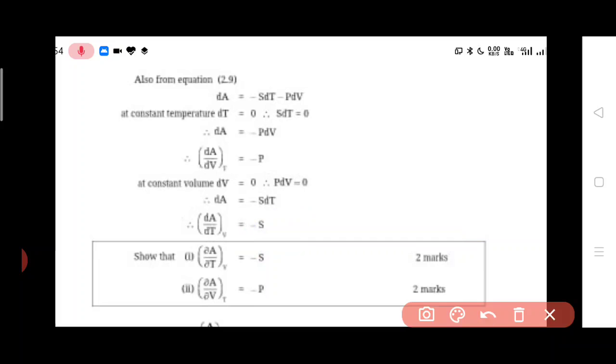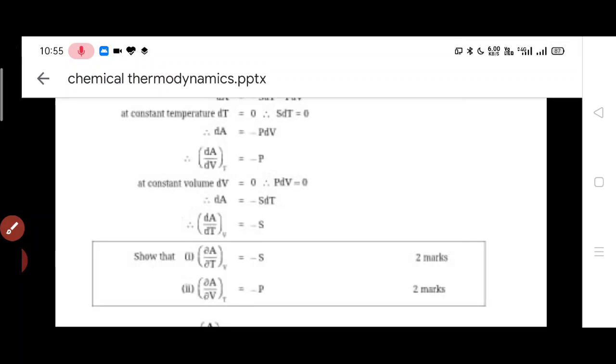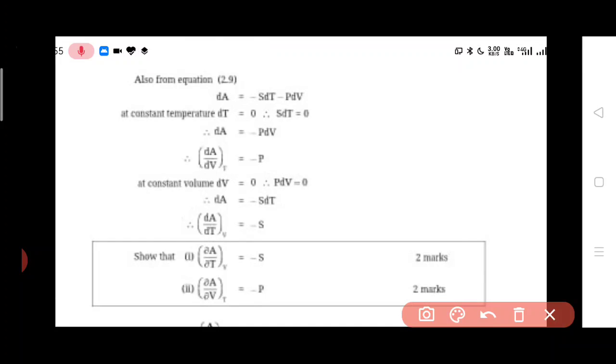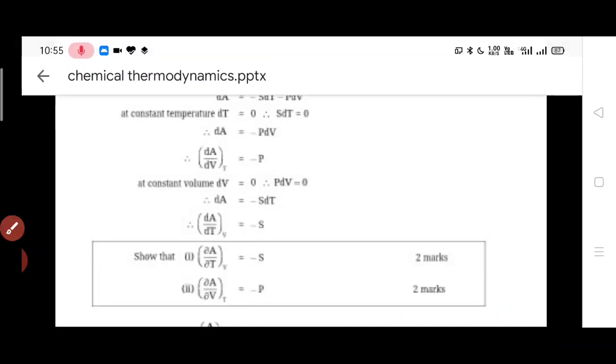So see, dA upon dV at constant temperature is equal to minus P, and dA upon dT at constant volume is equal to minus S. These are very important terms, and you have to show them in the question paper, which will have a weightage of 2 marks. So this is the equation which shows that Helmholtz free energy is a function of temperature and volume. I hope you have understood this equation very well.